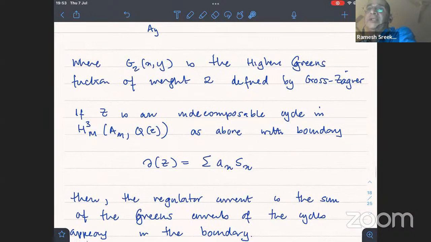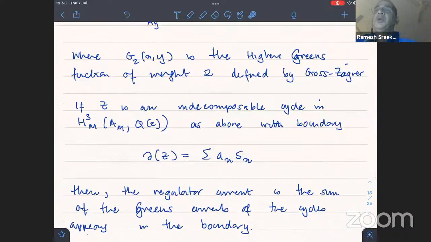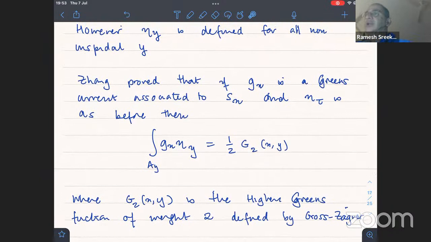As I said, if you have an indecomposable cycle in this family of abelian surfaces over a modular curve, then its boundary is going to involve cycles which are not there in the generic fiber. Generically, there are three cycles: E cross 0, 0 cross E, and the diagonal. But whenever there's an extra cycle, it has to correspond to a product of two elliptic curves with complex multiplication. That's the theorem of Sreekantan.